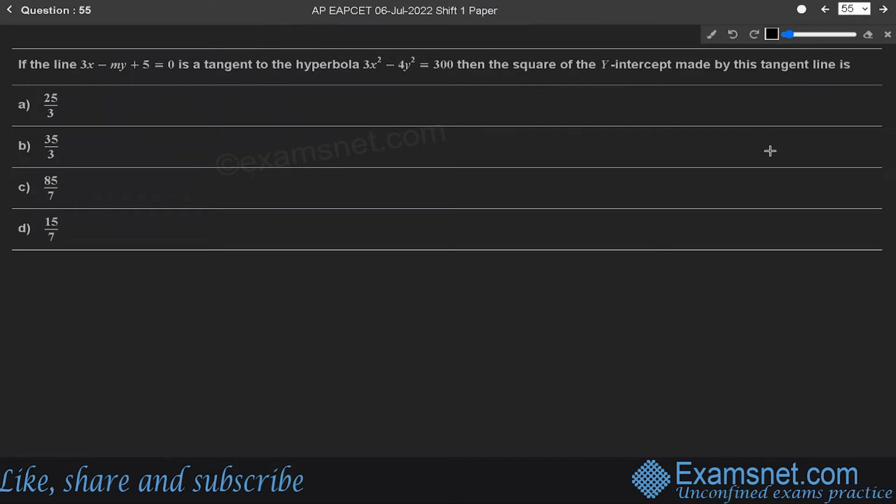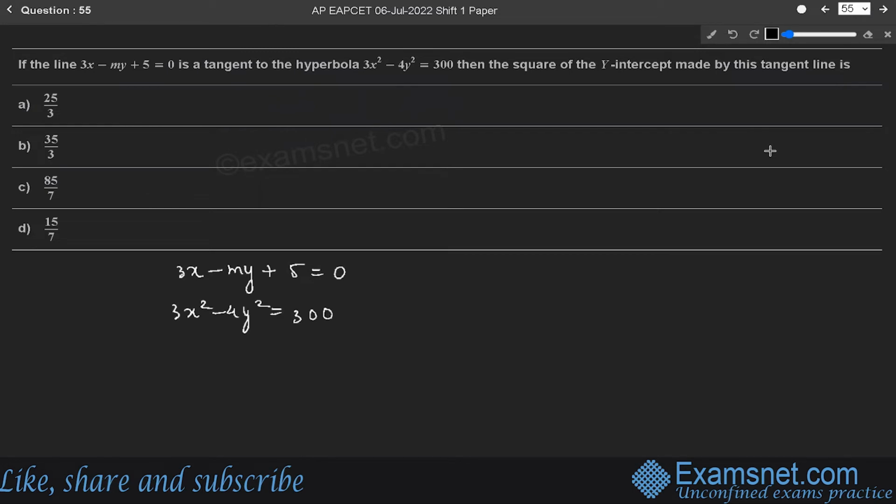Next question is, if the line 3x minus my plus 5 is equal to 0 is a tangent to the hyperbola 3x square minus 4y square is equal to 300, then the square of the y-intercept made by this tangent line is. See, there are two equations, which is 3x minus my plus 5 is equal to 0. This is for the tangent. And 3x square minus 4y square is equal to 300.